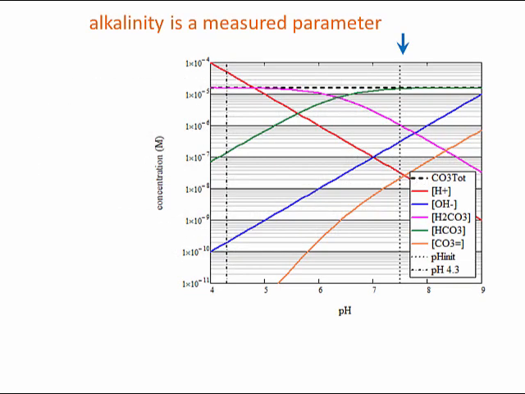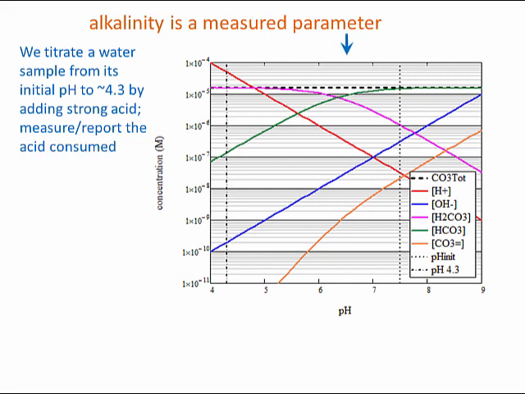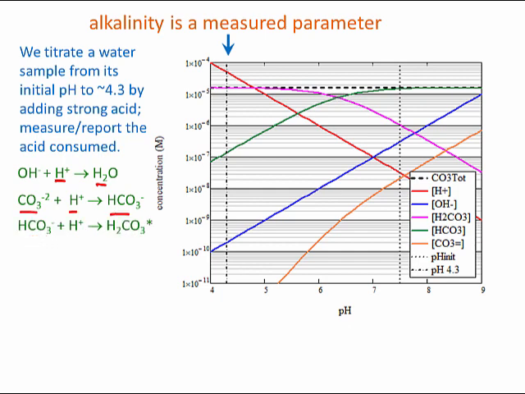As we've mentioned before, alkalinity is a measured parameter. Again, we titrate a water sample from its initial pH to a pH of about 4.3 by adding strong acid. We measure and report the acid consumed. During the process, hydroxides assimilate protons to become water. Carbonate assimilates protons to become bicarbonate. Both initial and converted bicarbonate assimilate protons to become carbonic acid. And water assimilates protons to become hydronium.